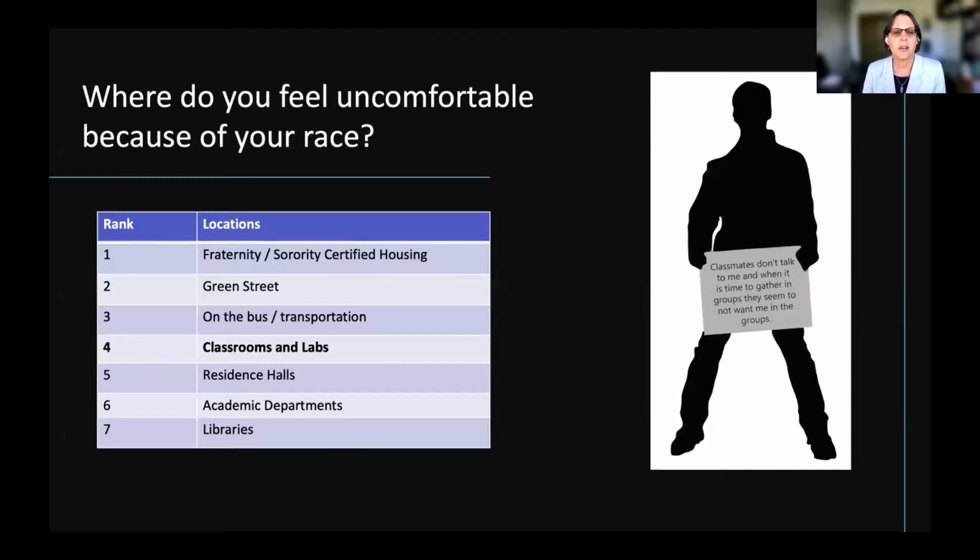Another thing that we just looked at specifically was the location: where do you feel uncomfortable because of your race?